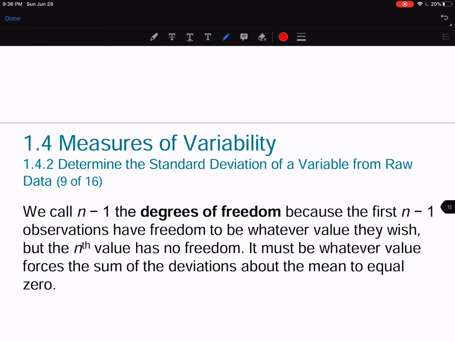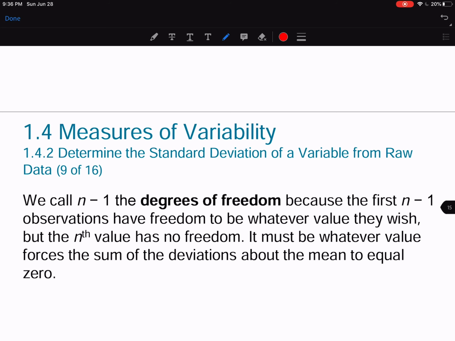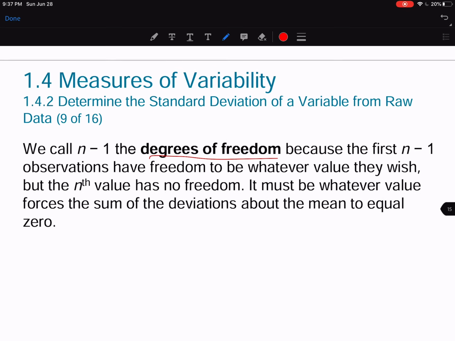All right, now let's talk a little bit about the n-1 over here. We call n-1 the degrees of freedom, because the first n-1 observations have freedom to be whatever value they wish, but the nth value has no freedom. It must be whatever value forces the sum of deviations about the mean to equal 0. So what does it mean?